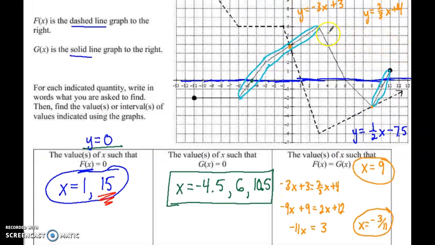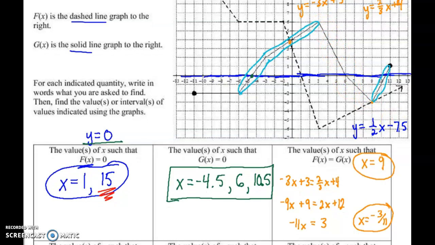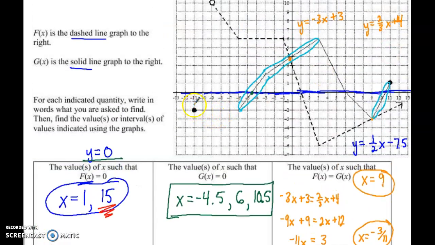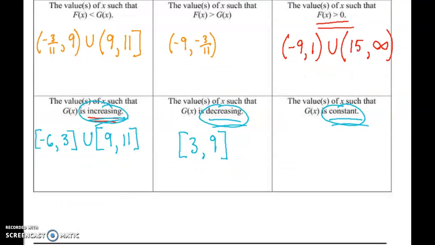Okay, so decreasing is everything from 3, and again, some people might argue with me that it changes slopes, but it's still decreasing. So from 3 to 9 is where G, the solid line, is decreasing. It's going down and to the right. And then constant is where it's a horizontal line, and that's from -11 right here until -6. And again, I'm going to write it with brackets, -6.